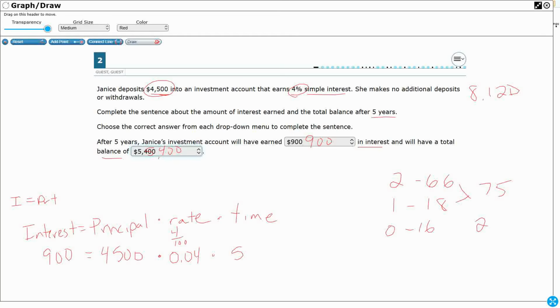This was our second easiest item. So our first problem was our first easiest. Our second problem was our second easiest. So it still only gets more difficult from here.